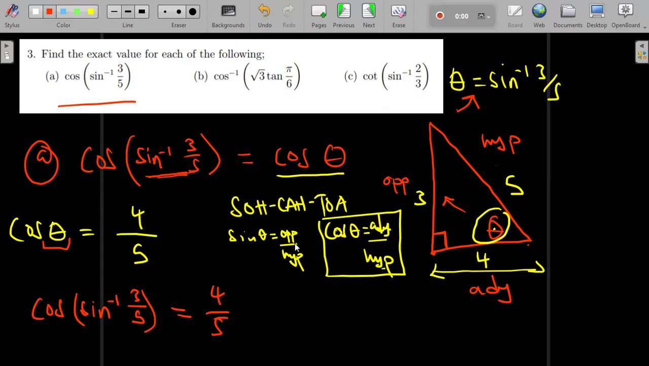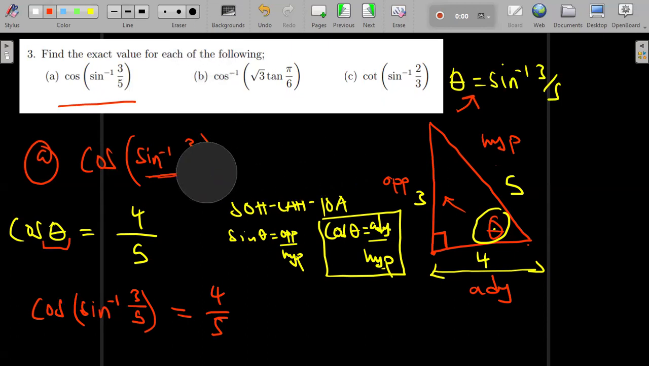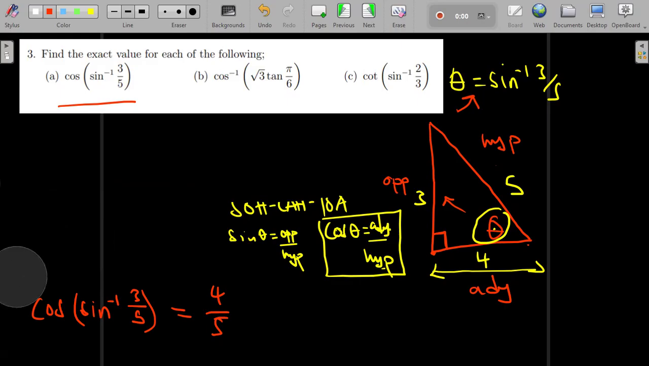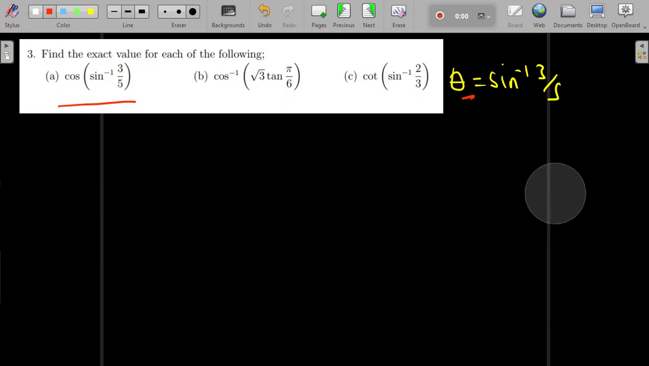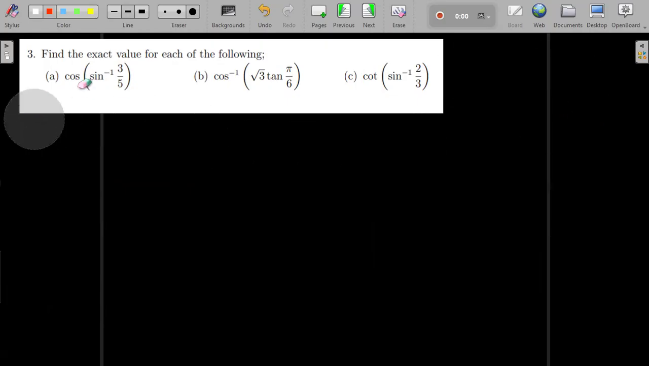Okay, no questions. I'll proceed. All right, so let's solve B now. On B, we'll be required to know some special angles. Because on the previous one we were just evaluating a trigonometric ratio, so there was no need for special angles. But here on B, we need to know some special angles.